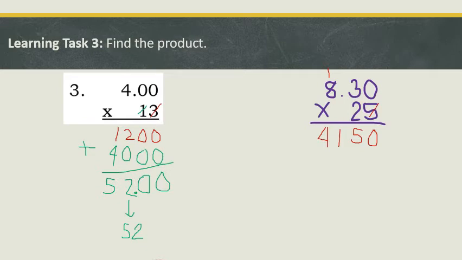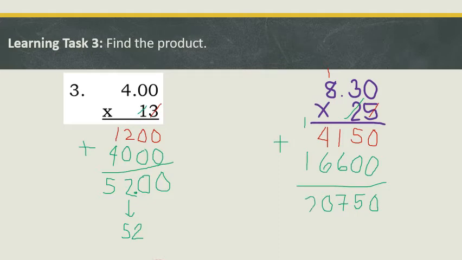Dito naman tayo sa 2. So, lagay tayo ng 0 sa dulo. So, 2 times 0 is 0. 2 times 3 is 6. 2 times 8 is 16. Then, i-add natin siya. 0 plus 0 is 0. 5 plus 0 is 5. 1 plus 6 is 7. 4 plus 6 is 10. So, carry 1. And 1 plus 1 is 2.